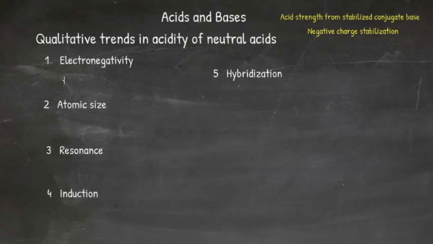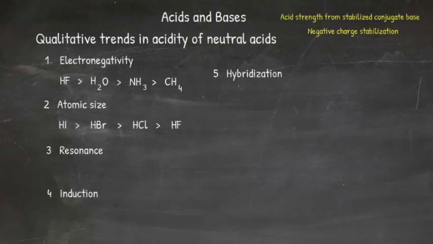For electronegativity, this trend is observed across a period in the periodic table. The most electronegative element stabilizes the negative charge the best. For atomic size, this trend is observed in a group. For example, group 17, the halogens. The larger ion stabilizes the negative charge the best because the charge is more spread over a larger volume of space.